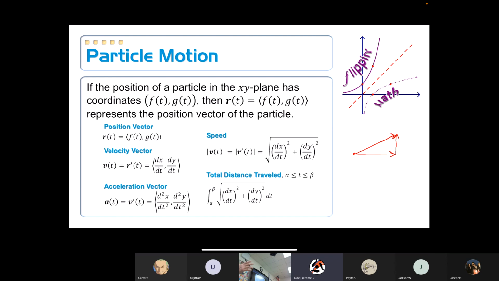Sometimes they will give you instead the velocity component, and then you'll have to work backwards by taking the antiderivative to find the position component. And sometimes they mix it up. They give you the position for x, and then for y, they give you the velocity. Why do you do that? These are all going into our chart.